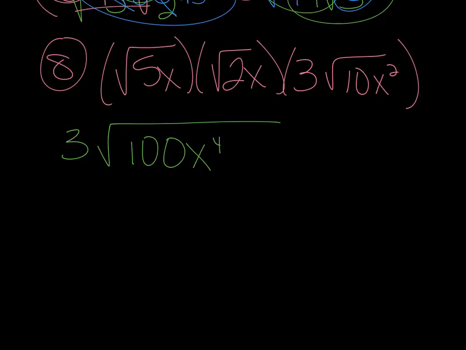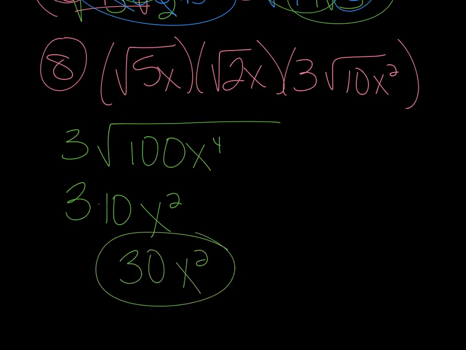And what is the square root of 100? 10. And what's the square root of x to the 4th? x squared. So your answer should be 30x squared.